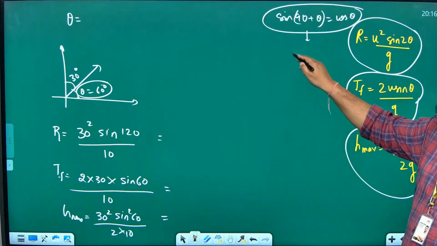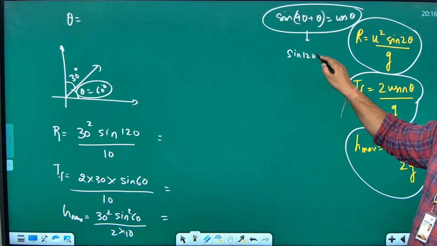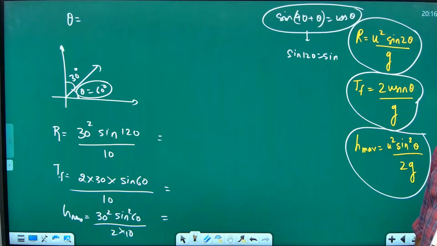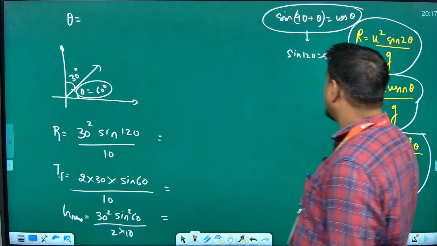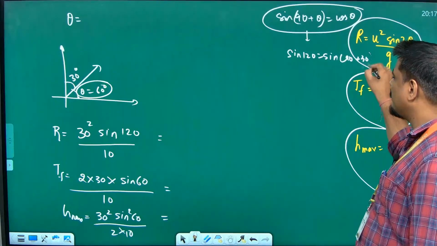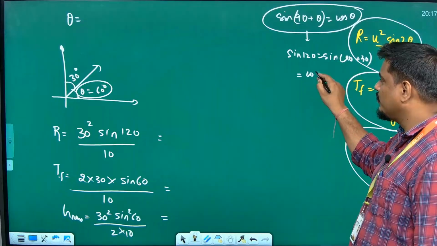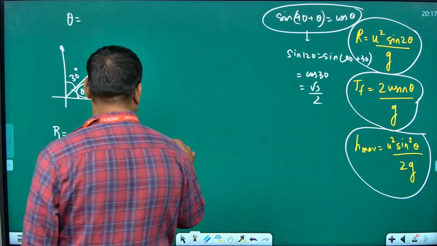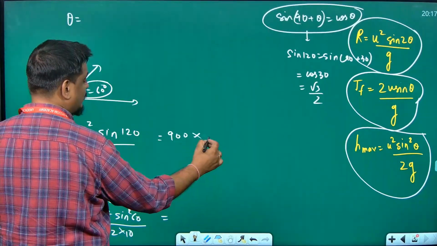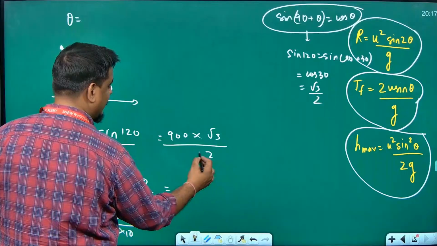Now solving only. The formula is U square sine square theta by 2g. So sine 120 will be sine 90 plus 30, and sine 90 plus 30 will become cos 30. That will become equal to root 3 by 2. Solve this: 900 into root 3 by 2 into 10.